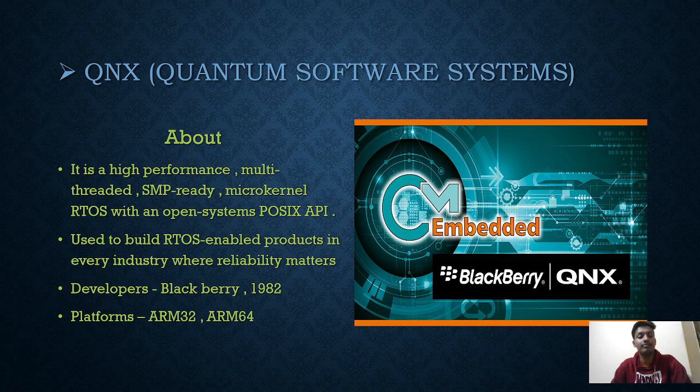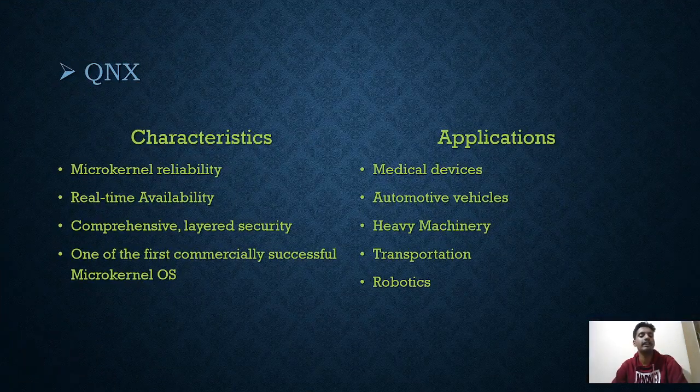It was developed by BlackBerry, yeah, the famous phone which we once had. Platforms: you can run it on ARM32 and ARM64. ARM stands for Advanced RISC Machines, which follow RISC architecture. The characteristics are microkernel reliability, real-time availability, comprehensive layered security, and it was one of the first commercially successful microkernel OSes. So this was the one which implemented the concept of microkernel. First, everyone was just using a kernel, and this was the one which introduced the microkernel. Applications: medical devices, automotive vehicles, heavy machinery, transportation, and robotics.